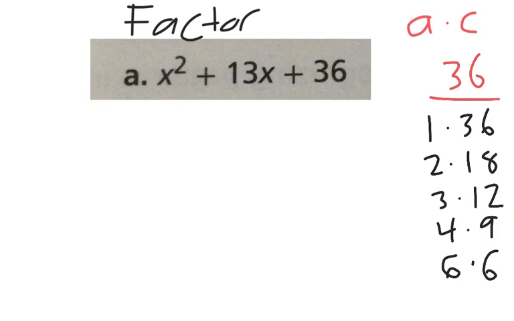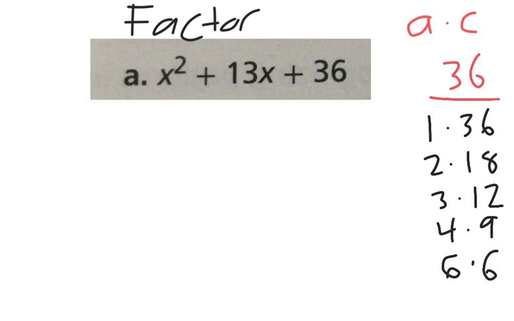Okay, so these need to multiply to be a positive 36. They have to multiply to be positive. That means that the signs must be the same. They must both be positive or both be negative. When I combine them, they need to combine to be positive 13. So that means they must both be positive, to combine to be positive 13. So what can I combine here that gives me 13? 4 and 9. 4 times 9 is 36. 4 plus 9 is 13.